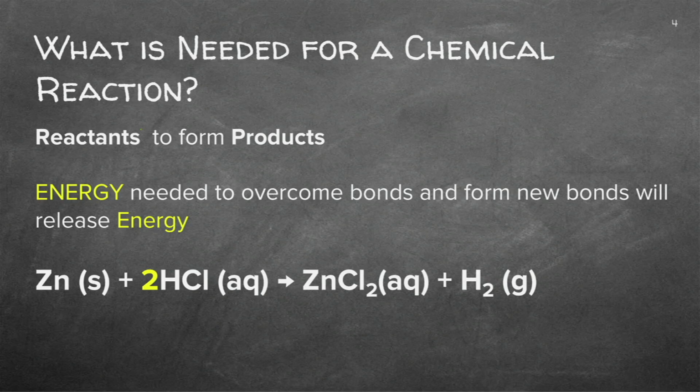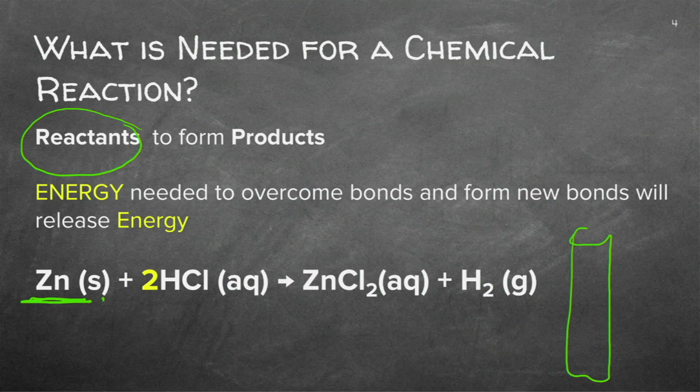Well, you've learned that we start off with reactants. In this case, I've got zinc, it's solid. I've got a test tube here, and I'm putting in solid zinc. I'm adding to that another reactant, hydrochloric acid. And there are my two reactants. This will now react, and it will form a product.